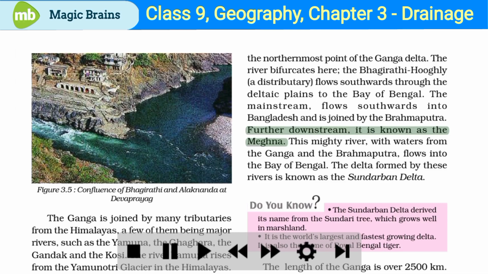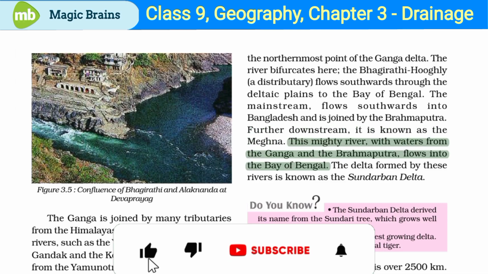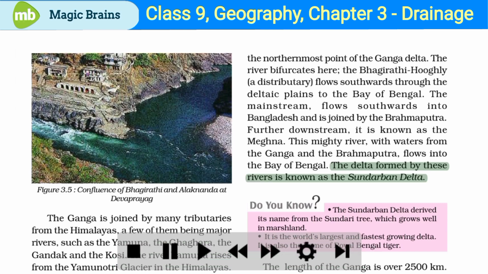Further downstream, it is known as the Meghna. This mighty river, with waters from the Ganga and the Brahmaputra, flows into the Bay of Bengal. The delta formed by these rivers is known as the Sundarban Delta.